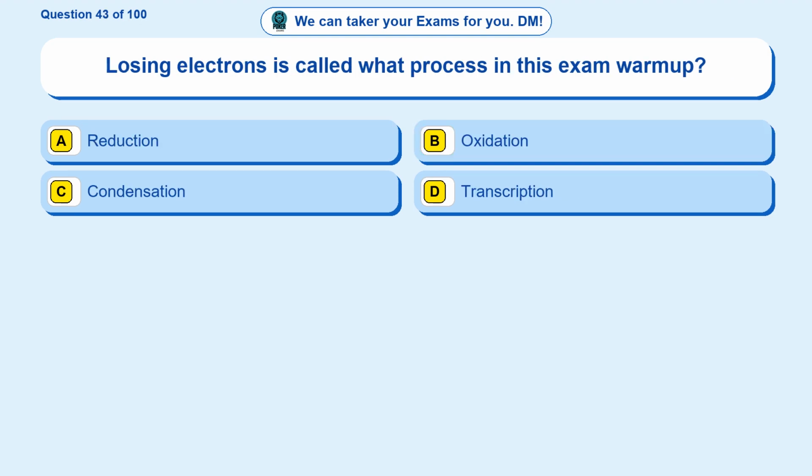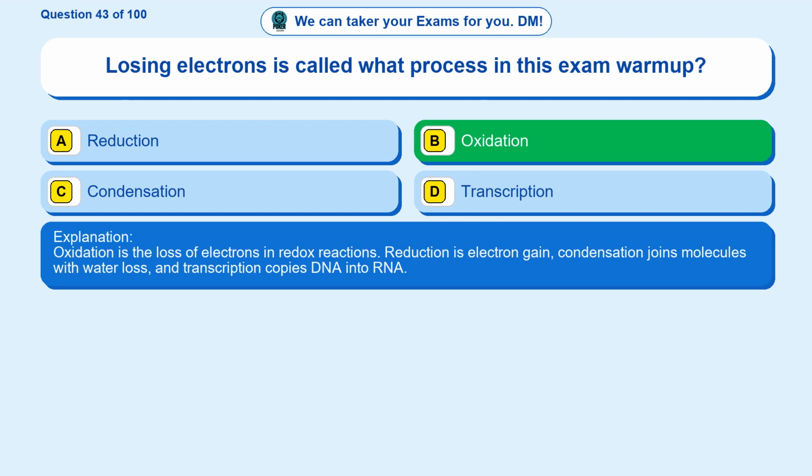Question 43. Losing electrons is called what process in this exam warm-up? Option A, reduction. Option B, oxidation. Option C, condensation. Option D, transcription. The correct answer is option B. Oxidation. Oxidation is the loss of electrons in redox reactions. Reduction is electron gain, condensation joins molecules with water loss, and transcription copies DNA into RNA.